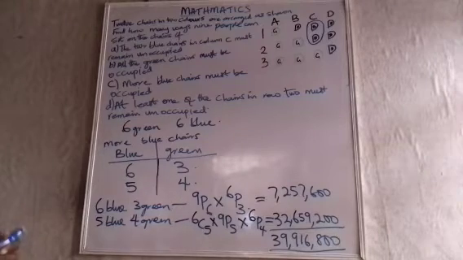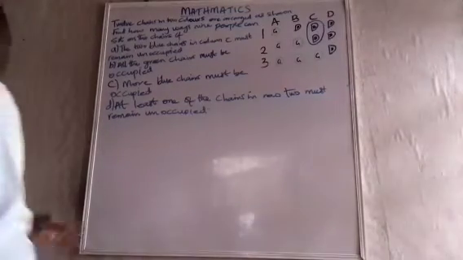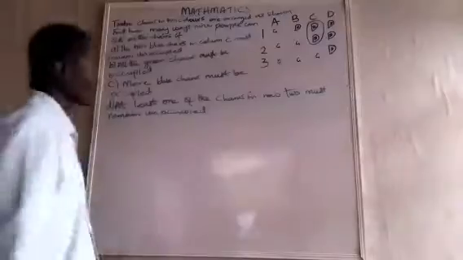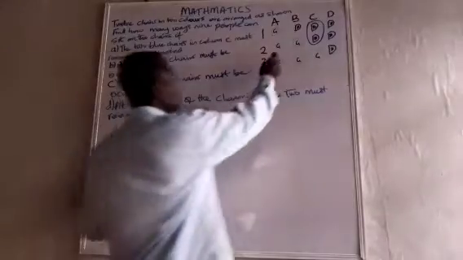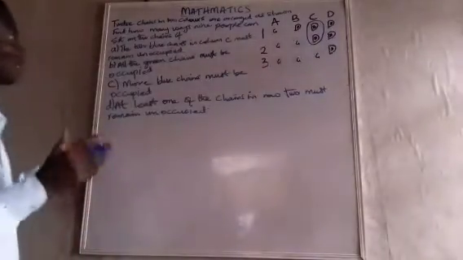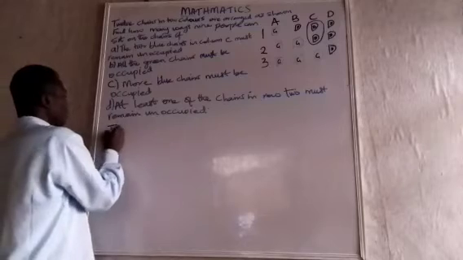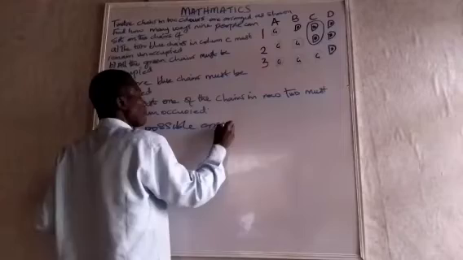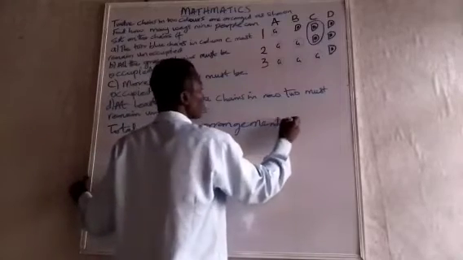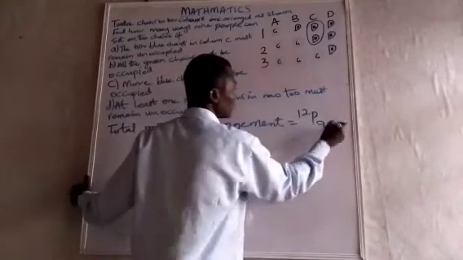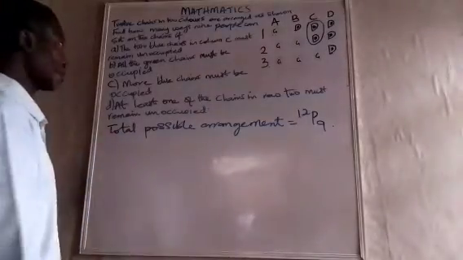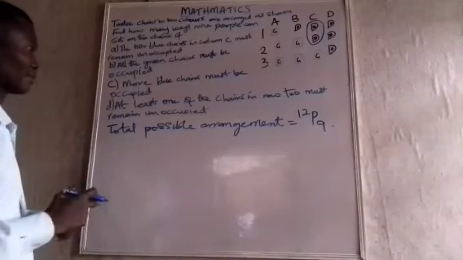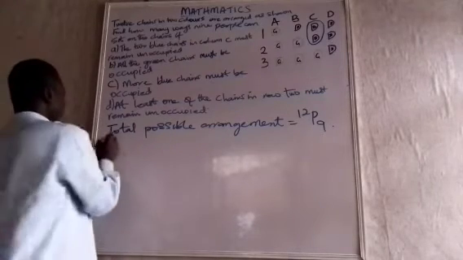Let's look at the last part. It says, at least one of the chairs in row 2 must remain unoccupied. And you can see, how many do we have in row 2? We have 4. What is the total possible arrangement overall? It is equal to 12P9. Now, if all of these places are occupied, what does that mean?